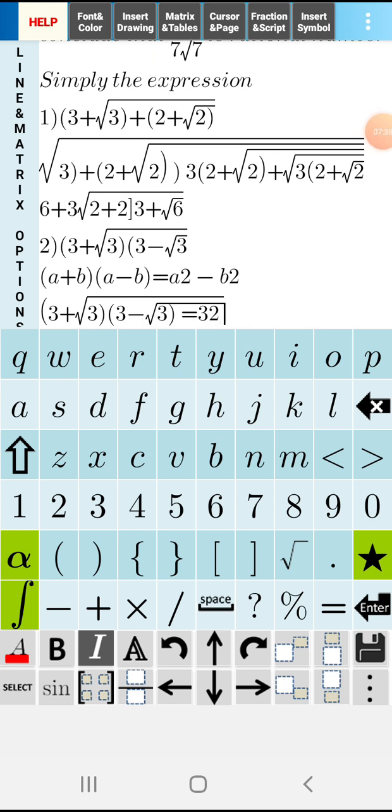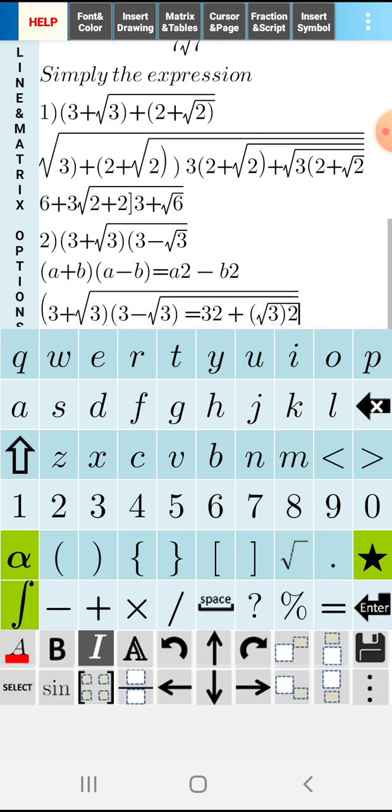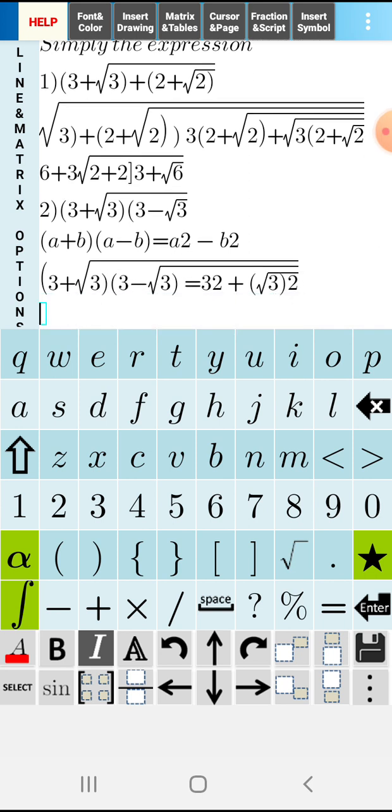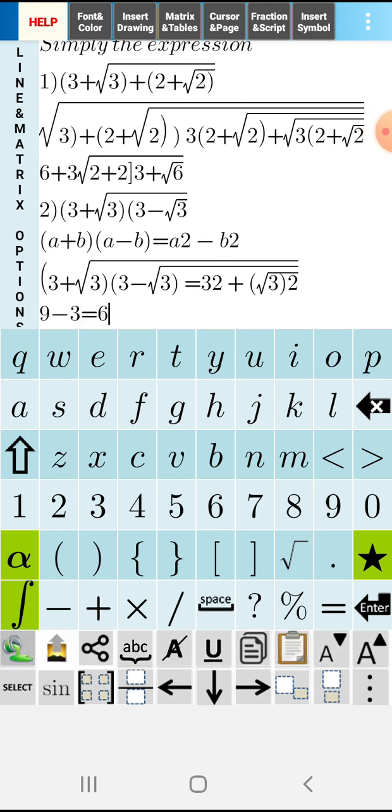3 square plus... square plus (root 3) bracket whole square, that is equal to 9 minus 3, not 6, 9 minus 3 is equal to 6. We will get 6. So this is the answer.